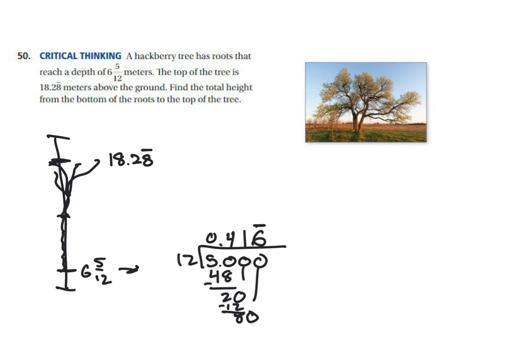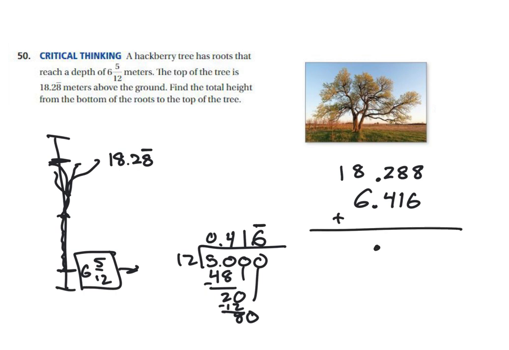Okay, so now what we do is we go back and we look. It was 6 5/12. So we're going to have 6.416 plus 18.288, because that's repeating. Line up our decimal points, and now we can add. We get 14, we get 10, we get 7, we get 14, we get 2. 24.704 meters. That's how far apart the bottom of the roots are from the top of the tree.